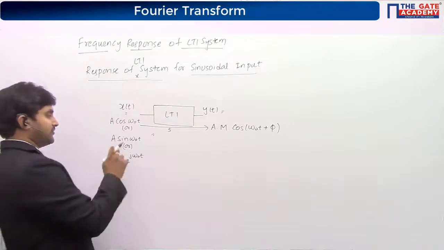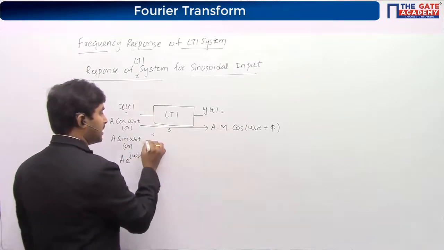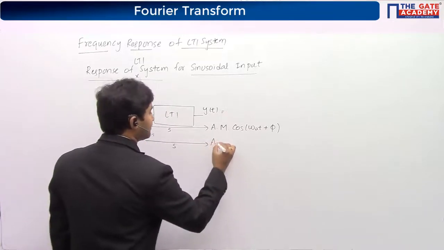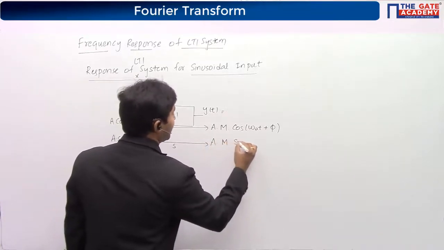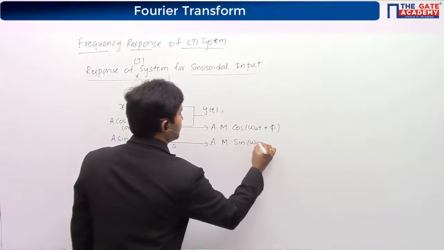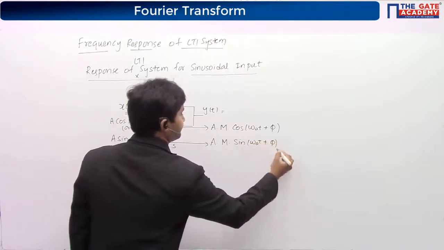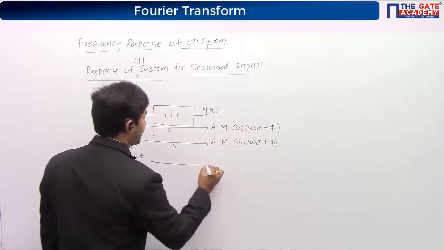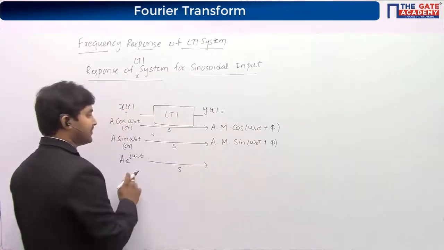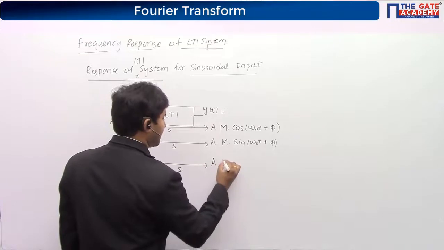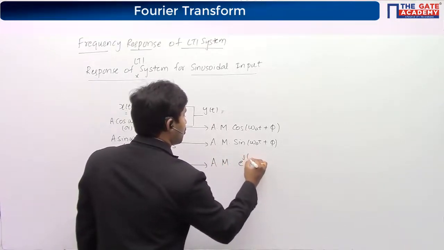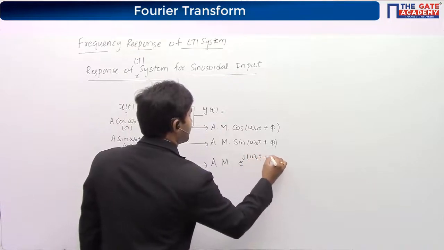If I give A sin(omega naught t), passing through the system, the output will be A multiplied by M multiplied by sin(omega naught t plus phi). And when I talk about A e^(j omega naught t) passing through the system, I will have the output as A multiplied by M multiplied by e^(j(omega naught t plus phi)).